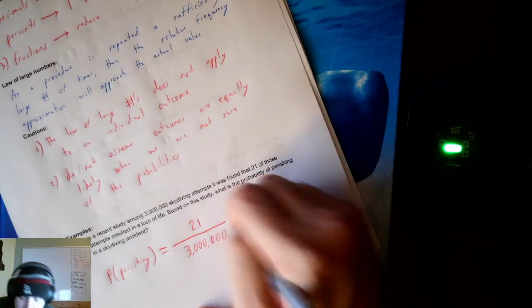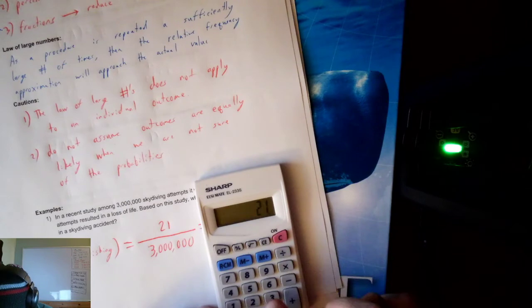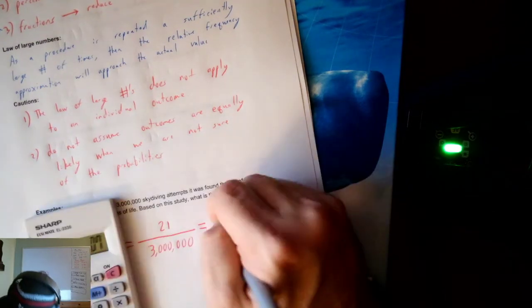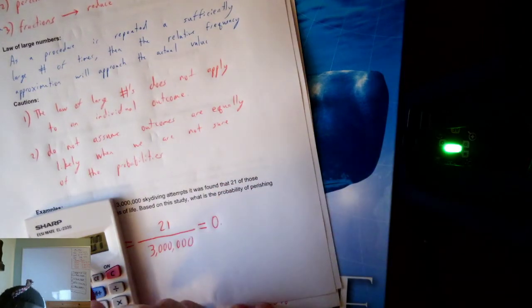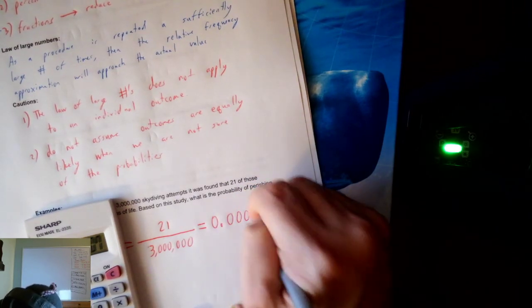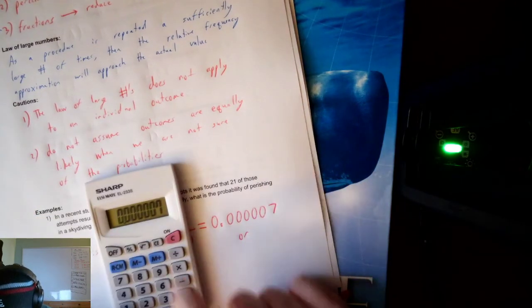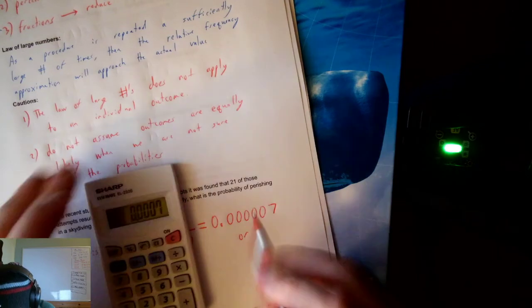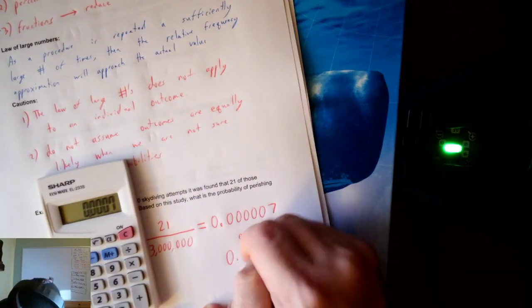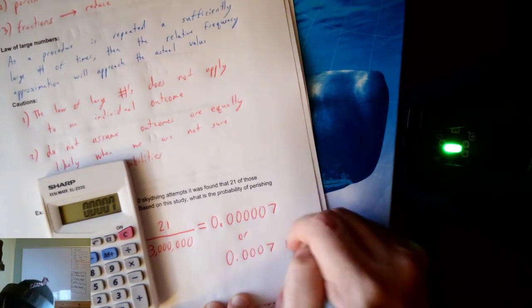So, I can convert this number into a decimal. 21 divided by 3 million gives me 0. And it looks like there's 1, 2, 3, 4, 5 zeros, 0.00007. Or, if you want to make it a percent, you can multiply that decimal by 100, right? Or we could say 0.0007%.